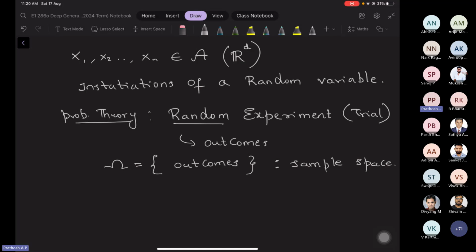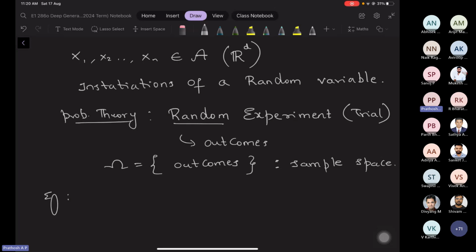Don't worry about the terminologies now, but what do you mean by set of outcomes? It is simply enumerating, right? Just listing down all the possible outputs of a random experiment. Now, what is a random experiment? Anything that you want to model now becomes a random experiment. Let me give you an example.